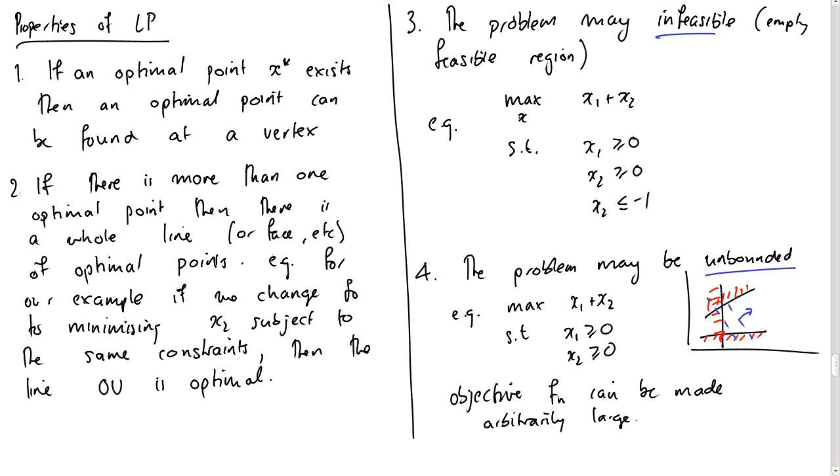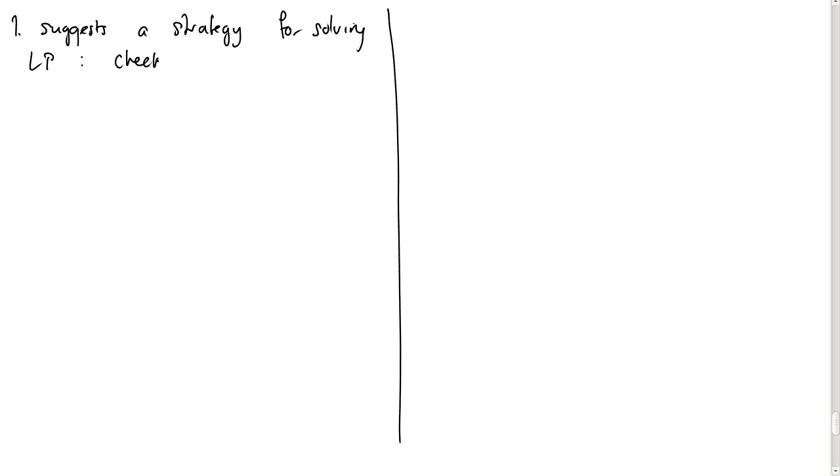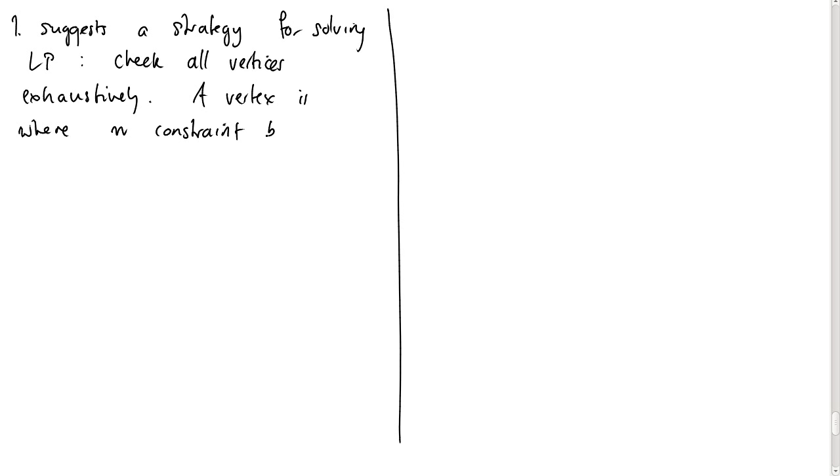Okay, now just looking at number 1, we're saying that an optimal point can be found at a vertex. So just quickly to finish off with, 1 suggests a strategy. And basically, because we know that the optimum is going to be at a vertex, why don't we just check all the vertices? Exhaustively. Okay, so a vertex is where n constraint boundaries intersect. So in our case we've been working in R2, so a vertex is where 2 constraints intersect.